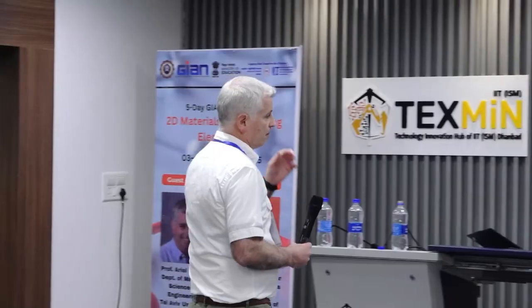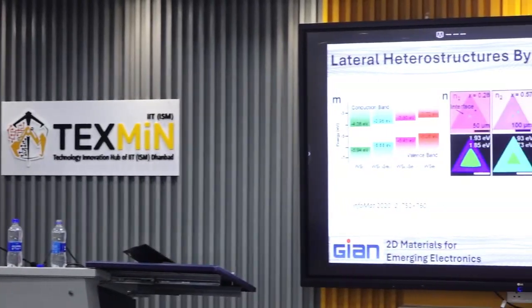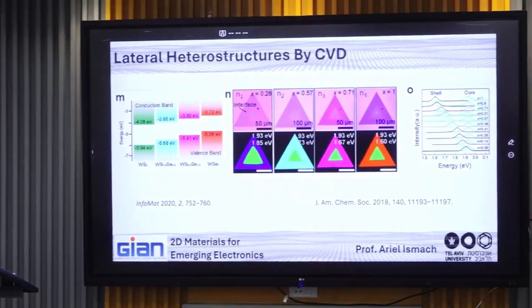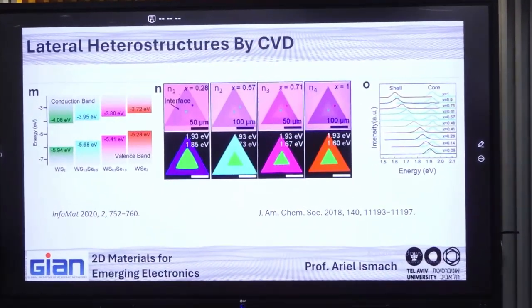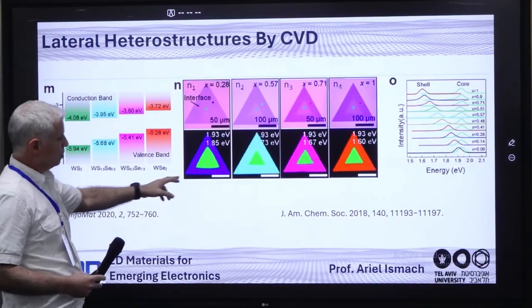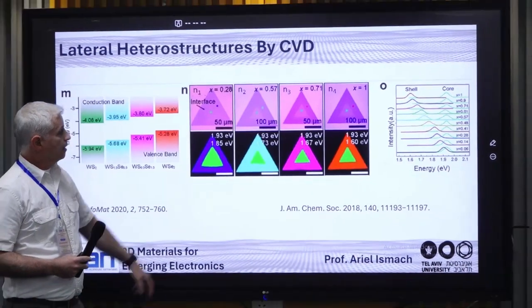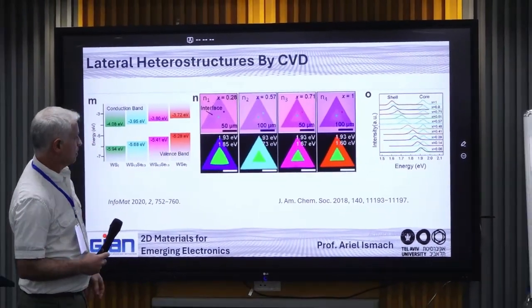And then you have many other works showing the formation of lateral heterostructures. So think about that. Having a 3-atom thick layer, a 3-atom thick junction between two different materials. In this case, what's that?